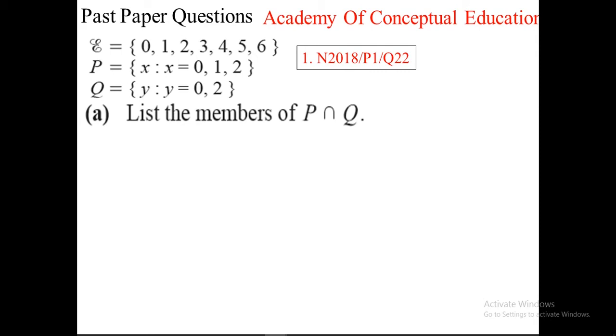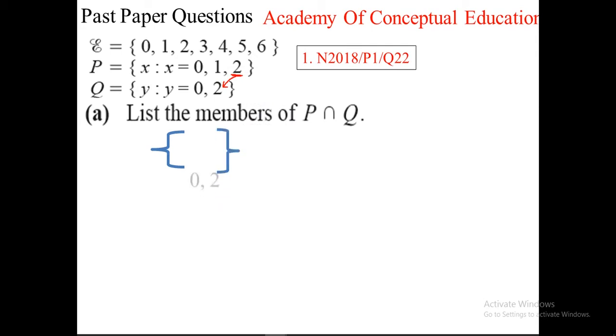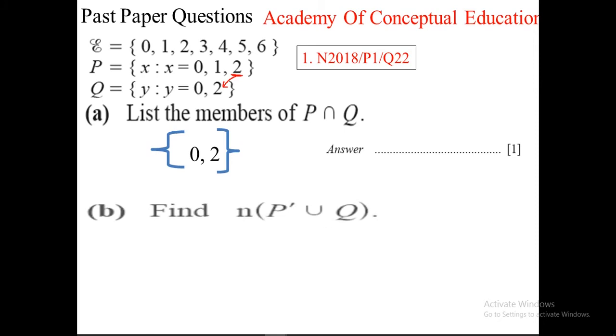Now in part A, the question is to list the numbers of P intersection Q. Now we can directly see that intersection means the numbers which are in both sets. So we will say 0 and 2 are the two numbers which are in both sets P and Q. The marks for this question is 1 mark.